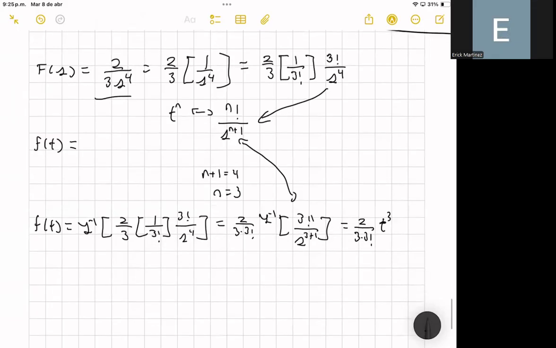And well, that's it. Now we have all of this information. We can simplify this as follows. f of t is equal to, just a moment, 1 over 9 times t elevated to the 3rd power. Okay, so that is the result.